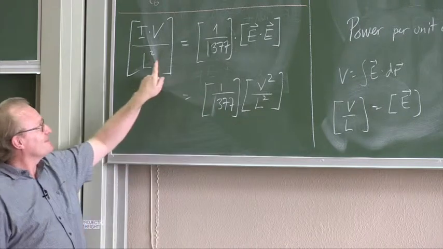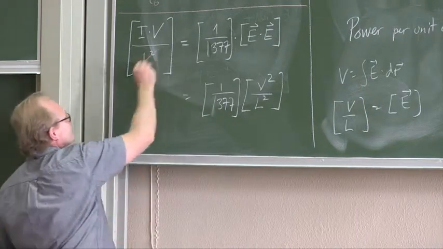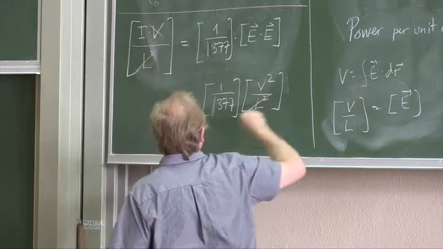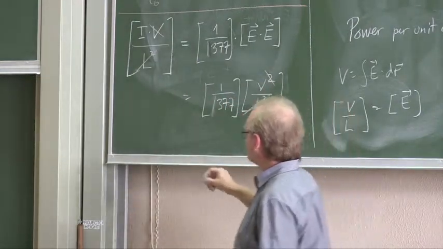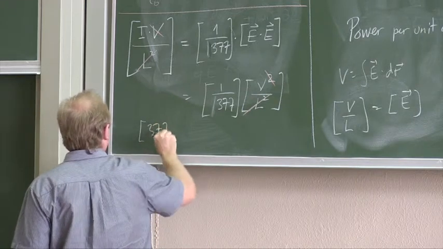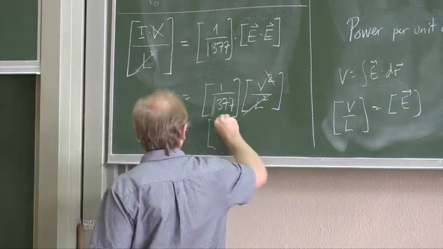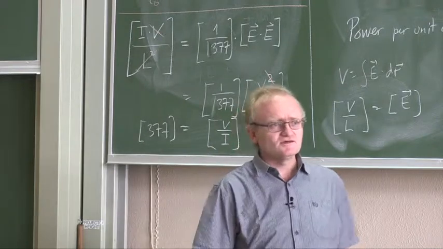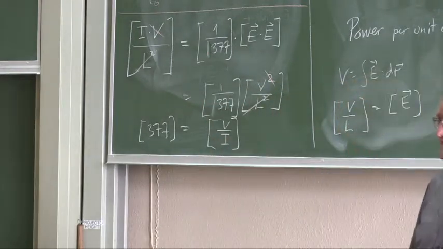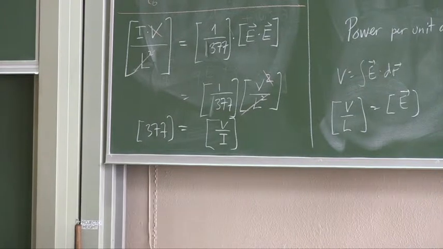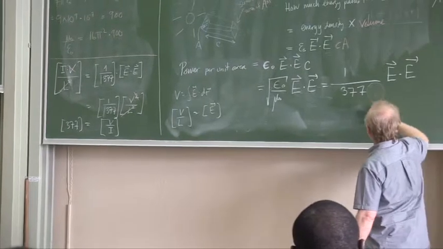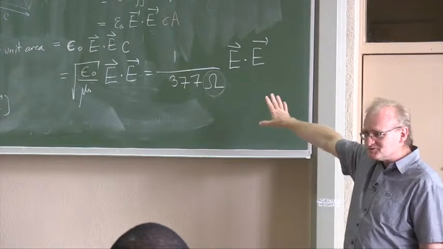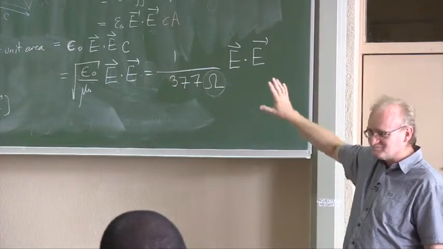This 1 over L squared and that 1 over L squared will cancel. Here we've got a V squared, there we've got a V. So that will cancel. So the dimensions of this number is actually the dimensions of V over I. Because there's a V left, there's an I. What is voltage divided by current? Resistance. So this is 1 over 377 ohms. Okay? I thought I would show you because you might have been a bit shocked if I just wrote ohms there. But that is an ohm.